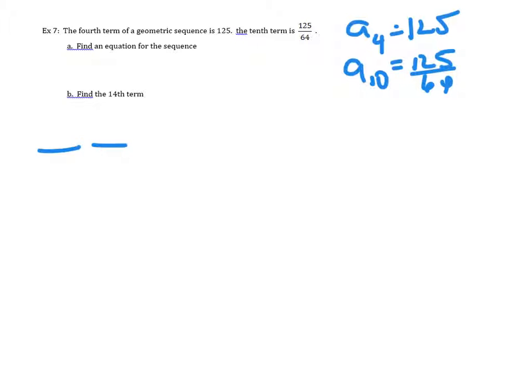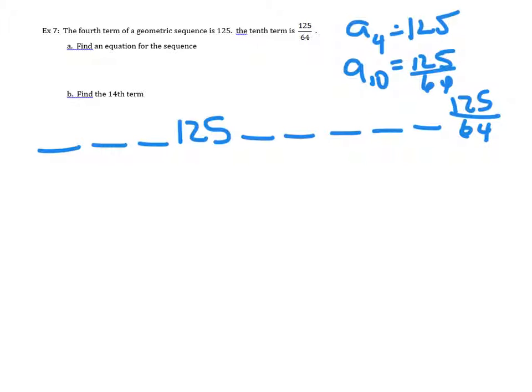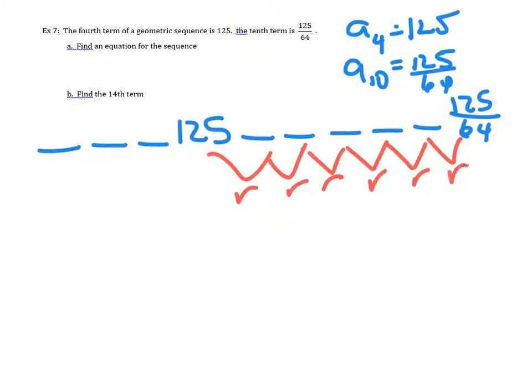Okay, 7. I want to find the fourth term of a geometric sequence. The fourth term is 125. So that means a to the 4th is 125, and a to the 10th is 125 over 64. If I do it graphically, here's 1, 2, 3, 4, 5, 6, 7, 8, 9, 10. So this is 1, ratio, 2, 3, 4, 5, 6.